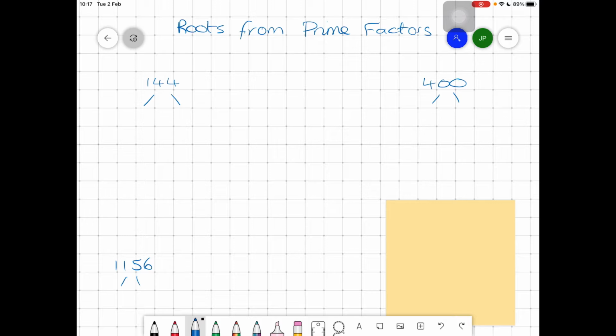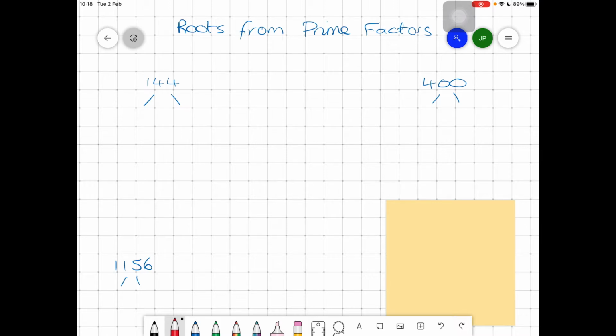Okay, first thing I want you to do is pause the video now. I want you to calculate the prime factor decomposition of the three numbers you see in front of you. So can you please find the exact prime factor decomposition of 144, 400 and 1156, and then we will go through. So pause now and have a go at that for me, please.